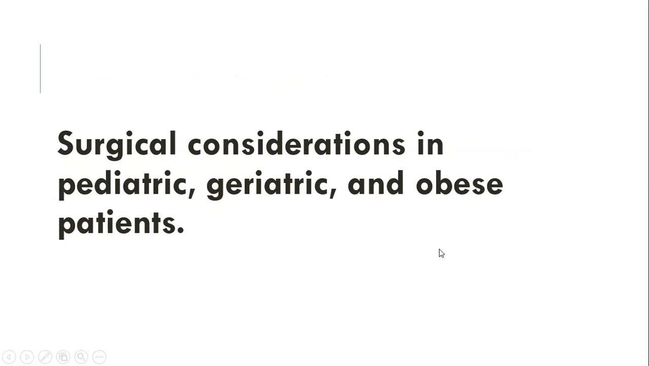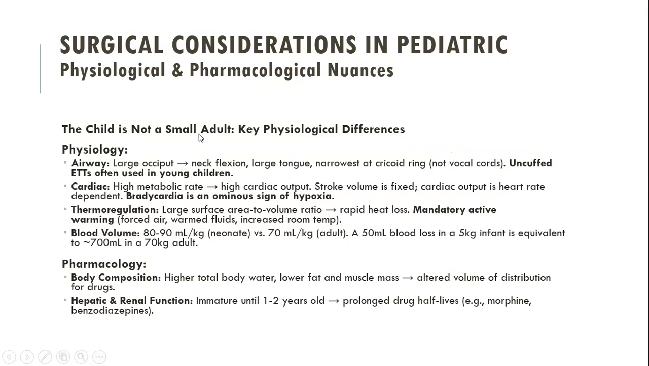Now, what are the surgical considerations in pediatric, geriatric, and obese patients? First of all, we will come to the pediatric patients. You have to first understand the physiological and pharmacological requirements for children or pediatric patients. The important line is that a child is not a small adult. So, there are key physiological differences.